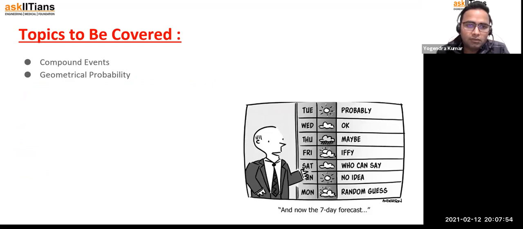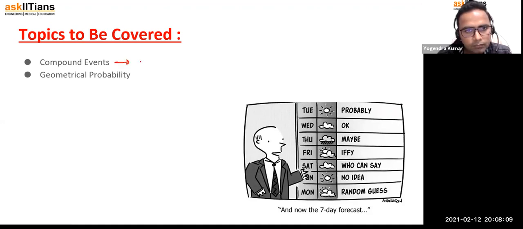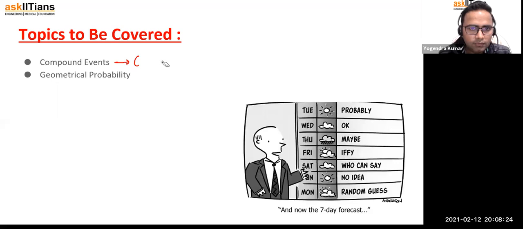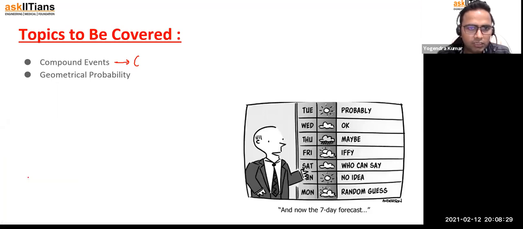How do we find out geometrical probabilities? By the way, compound events we have discussed before also. If we are selecting more than one, if I need to define it, we can write down here this compound event. In short, an event that has more than one outcome. Those events which have more than one outcome.